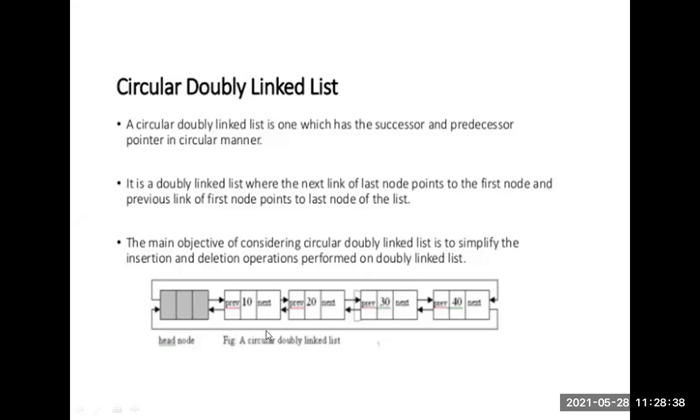In a circular double linked list, the left link of the first node contains the address of the last node, whereas the right link of the last node contains the address of the first node. Whereas in the previous double linked list, the left link of the first node contains null and the right link of the last node contains null. But in the circular double linked list, the left link of the first node contains the last node address, and the right link of the last node contains the first node address. That we call a circular double linked list.